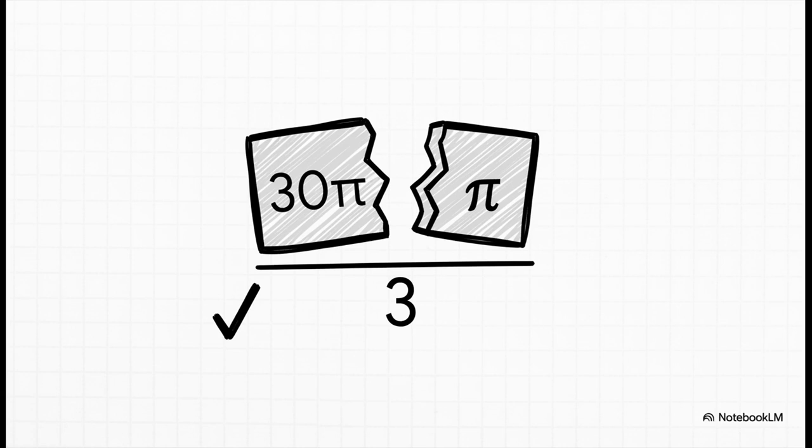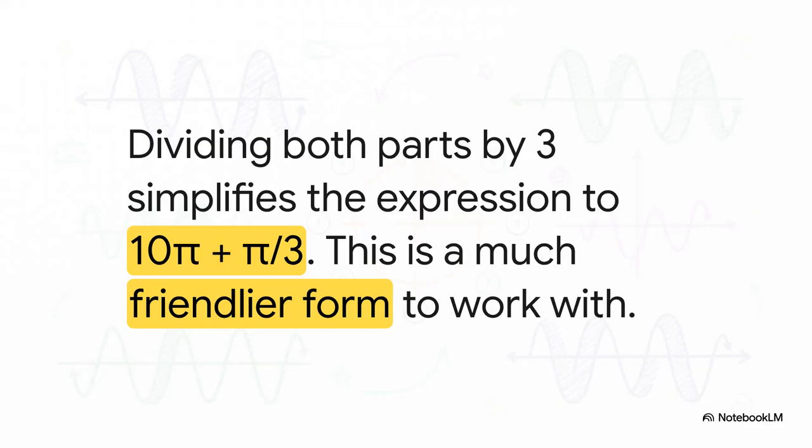So we can just split 31 pi into two pieces, 30 pi and pi. And when you divide both of those parts by 3, look what happens. We get this much friendlier expression, 10 pi plus pi over 3. This is exactly what we were looking for. We've got a nice, clean multiple of pi, and then a simple, familiar fraction left over.